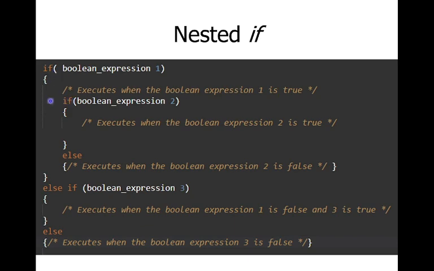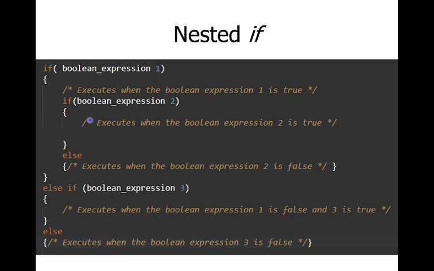Here inside this if statement we are checking for another condition. So if the boolean expression is true, it will go to the body. If it is false, we can go to another else here. So it is inside this if statement. All these statements will be executed only if this boolean expression 1 is true. So if it is true, it will go here and check for this condition. If it is true again, it can go to this loop.